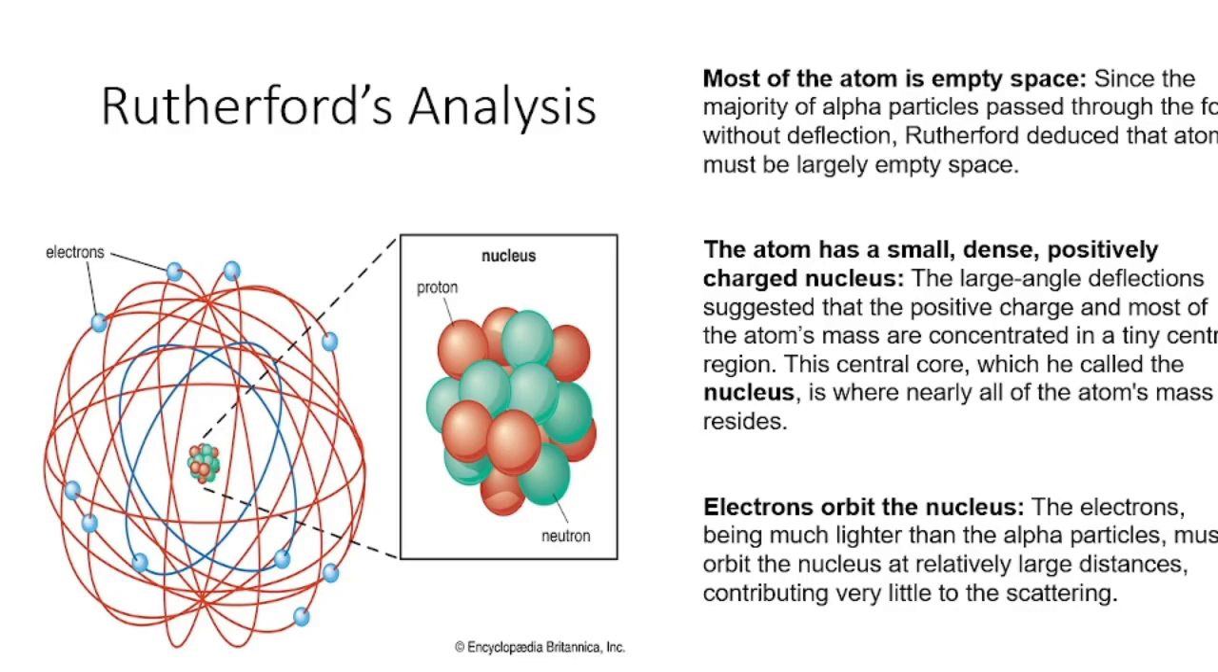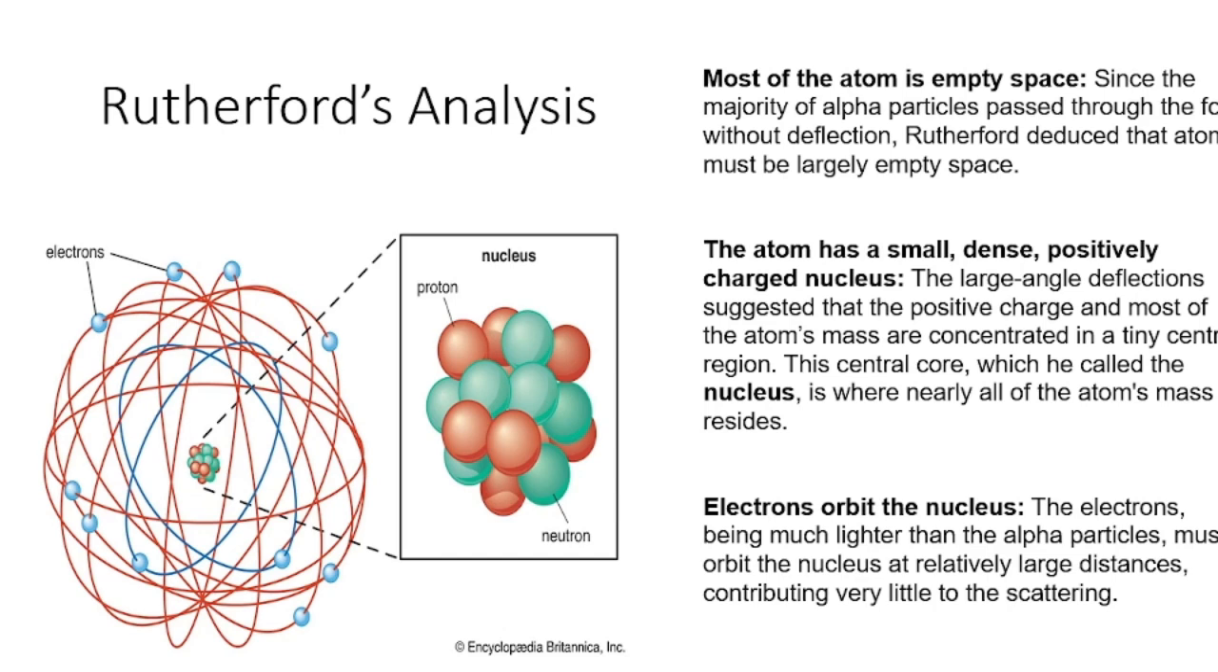His analysis is, he concludes that most of the atom is empty, because the majority of the alpha particles just pass through the foil without any deflection. Therefore Rutherford concludes that atoms must be largely empty space.